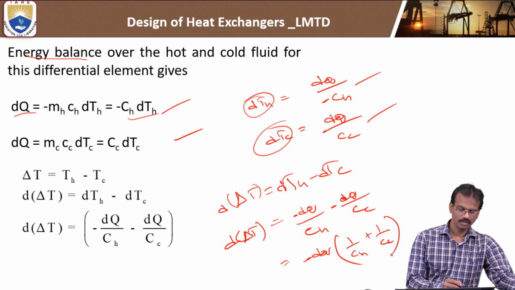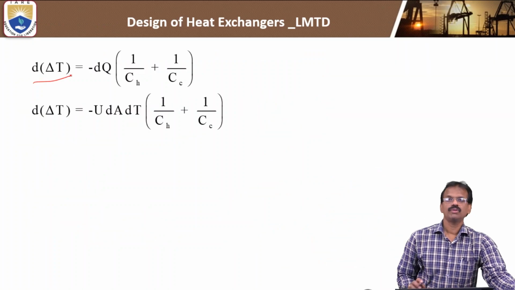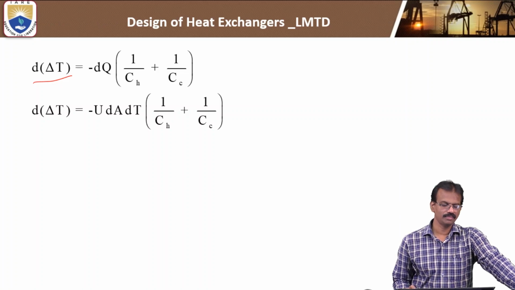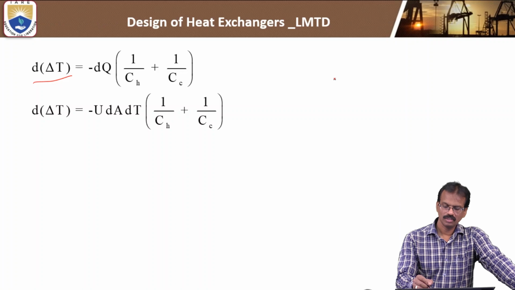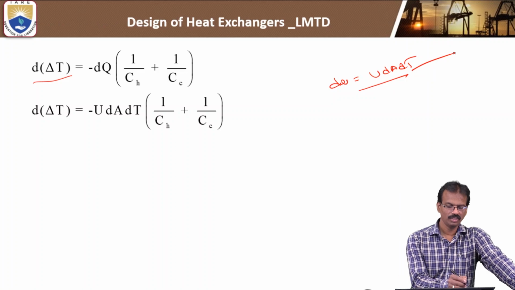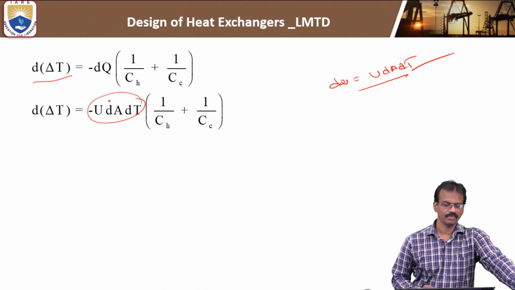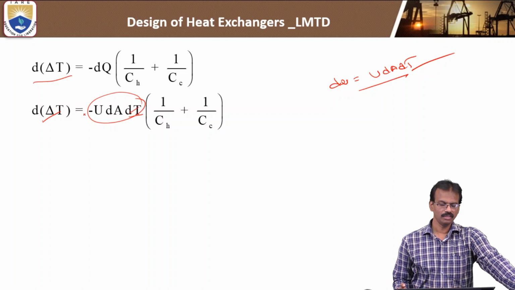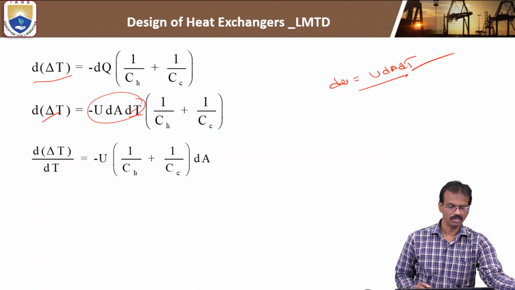Okay, so similarly here we can see the derivative of delta T is equal to minus dq into 1 by CH plus 1 by CC. Okay, so you know that dq for this small elemental area is U dA into delta T. U dA into delta T. You can substitute this value, this term here. So minus U dA into delta T. Okay. So here delta T, here also delta T. You can bring that term to the left side. Then the equation will be like this.